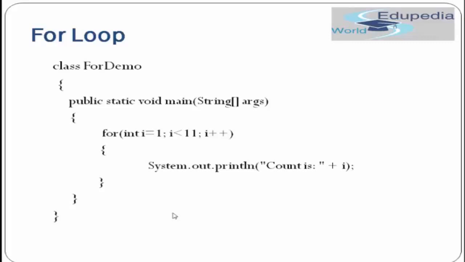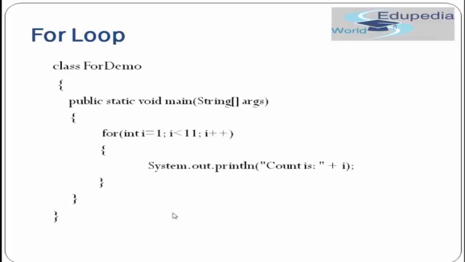Once the value is initialized, you need to separate these three sections by semicolons. After you have placed the semicolon, write the condition. In the condition we write when we want to stop the loop. My condition is I is less than 11. So this loop will keep on repeating as long as I is less than 11.